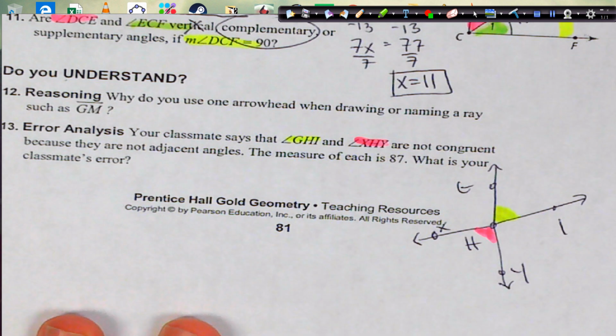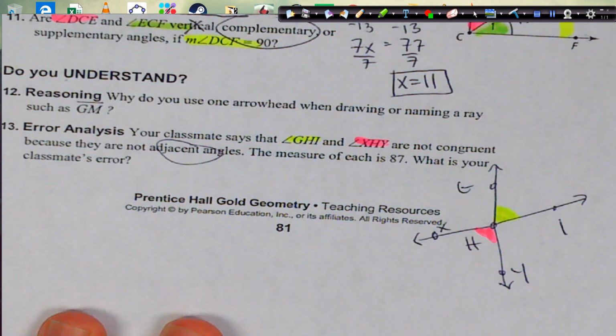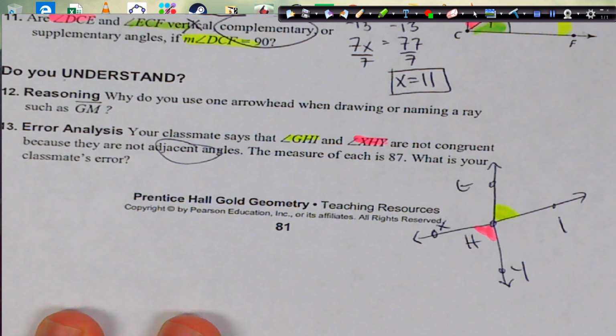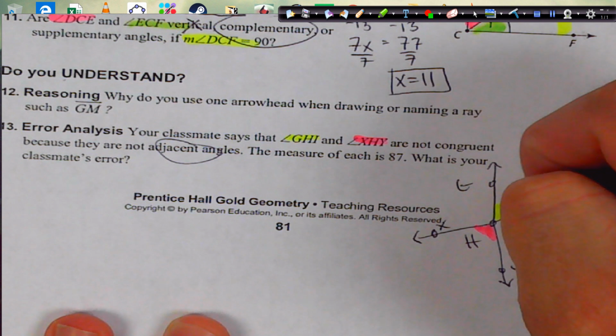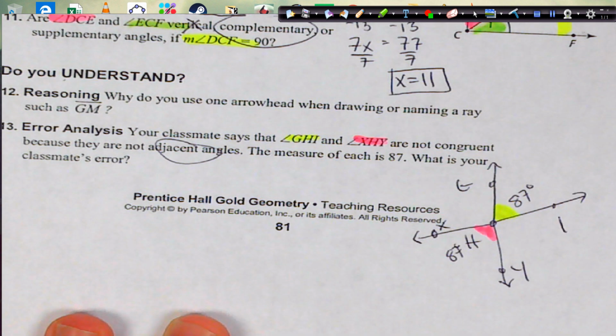And yes, very clearly, if I were to draw the picture like this, they are not adjacent angles, okay? But his reason is saying they're not congruent, even though it says each one's 87 degrees. They're not congruent because they're not adjacent. Well, being adjacent has nothing to do with being congruent or not. Being congruent all has to do with, are their measures the same? Okay, it's like, are you the same height as me? Well, you could be the same height as me without standing right next to me. So his error here is that being adjacent has nothing to do with being congruent.